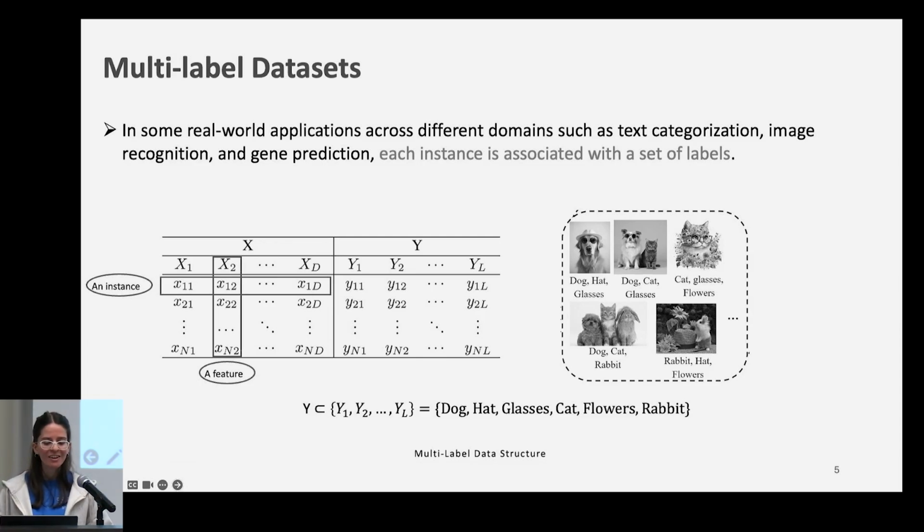For the second image in this figure, the label set should look like this, because we have a dog, cat, and glasses in that image. So the corresponding label for the dog should be 1, and the label for the hat should be 0, because we don't have a hat in that image. Also glasses and cat should be 1, but flowers and rabbit should be 0. So this is the multi-label data structure. Here feature selection is more important because we need to consider the relationship between the features and all the labels in the label set.